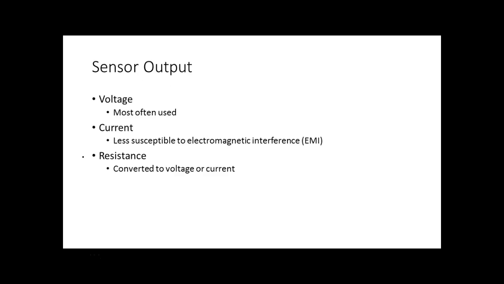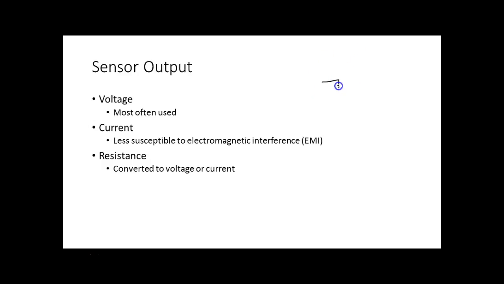Normally, if we're going to use a sensor that senses with resistance, inside the sensor we'll convert it to a voltage or a current. Or we'll do it where we receive it. To turn a resistance into a voltage, you run it through a resistor, right?